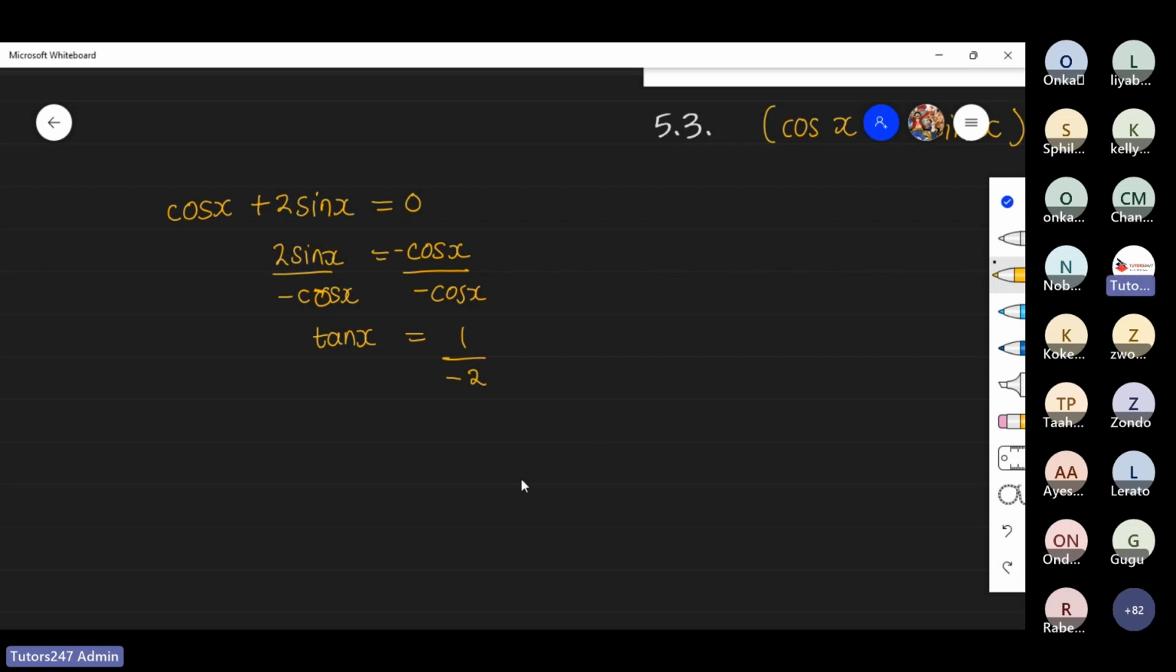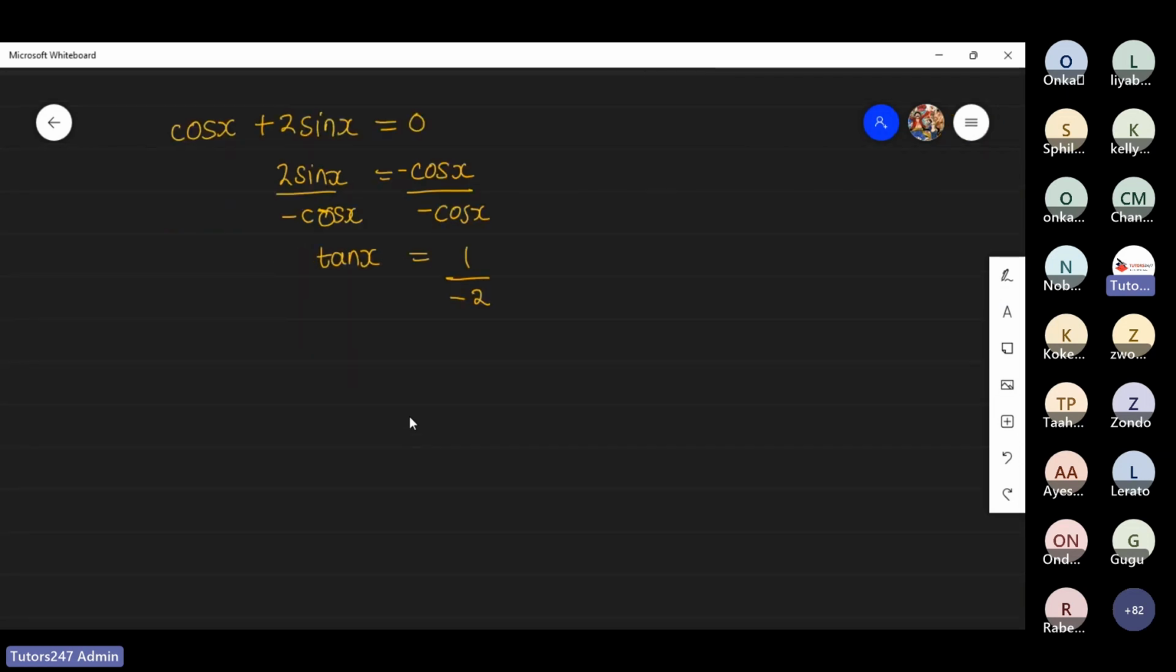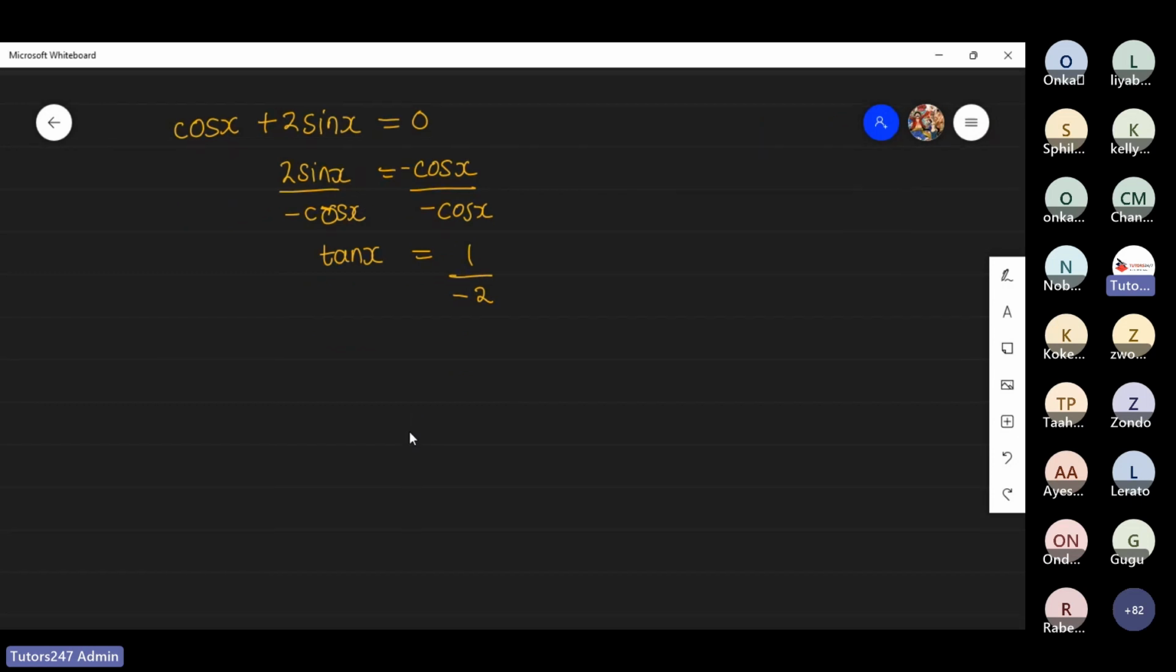From this point, what can we now do? What's our next step? Something important, we need to ask ourselves, in what quadrants is tan negative? The reason being is because we have tan x equals a negative answer. That is why we are asking which quadrant tan is negative in, because our answer is going to be in the quadrants whereby tan is negative. So let's have a look. Quadrant 1, everything is positive. Quadrant 2, sine is positive, therefore tan is negative. So our first answer is going to be in quadrant 2.